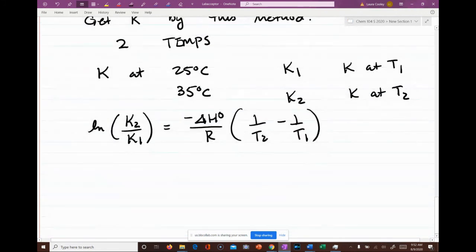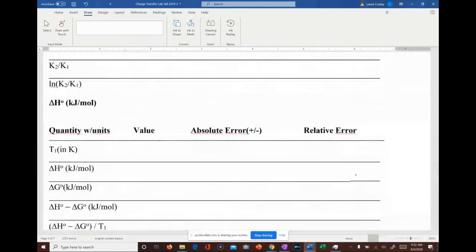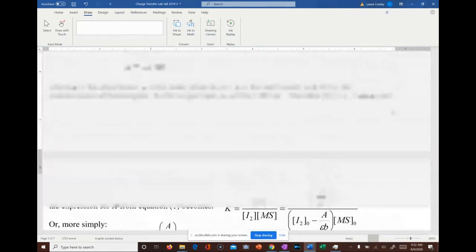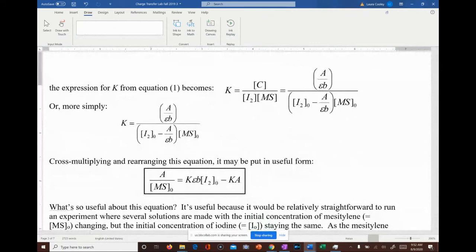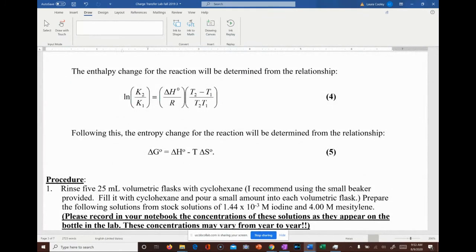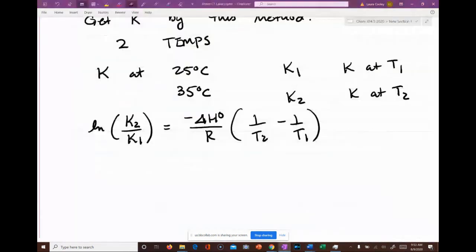Okay, here it is. Let's just make sure. I wrote it a slightly different way here. This is the lab handout. There we go. So let's see. Well, let's just use it this way. It doesn't matter. We're not deriving it here. T2 minus T1 over T2 T1.